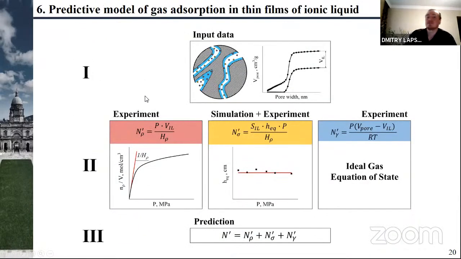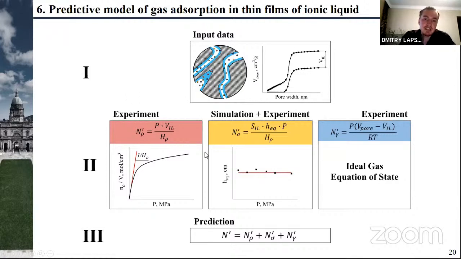So let me now illustrate how, using the equipartition thickness and, as I promised, using the initial experimental data such as the surface area per volume for the pristine porous material and the material that contains some amount of ionic liquid, we also should know pressure and gas composition. So how, using all this data, can we predict the total amount of gas adsorbed?